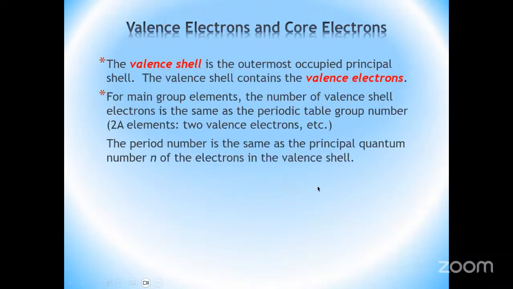This is particularly true for the main group elements, elements from 1A to 8A. The number of valence electrons can be identified by the group number those elements are in. So for example, all elements in group 1A have 1 electron in their valence shell. All elements in group 5A have 5 electrons in their valence shell and so on. But that is only true for the main group elements. That is not true for the transition elements, and that is not true for the inner transition elements. It is only true for the main group part of the periodic table.